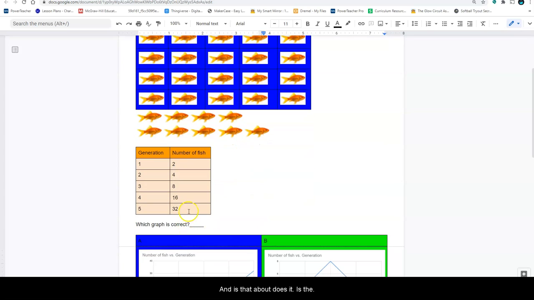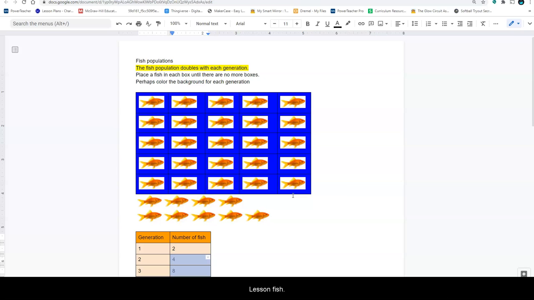So those are all different things that you could put. And that about does it. That is the lesson, fish populations. Get it done, turn it in.